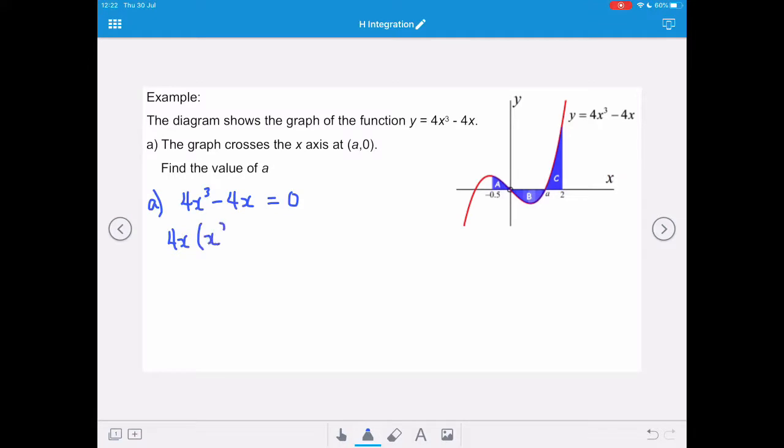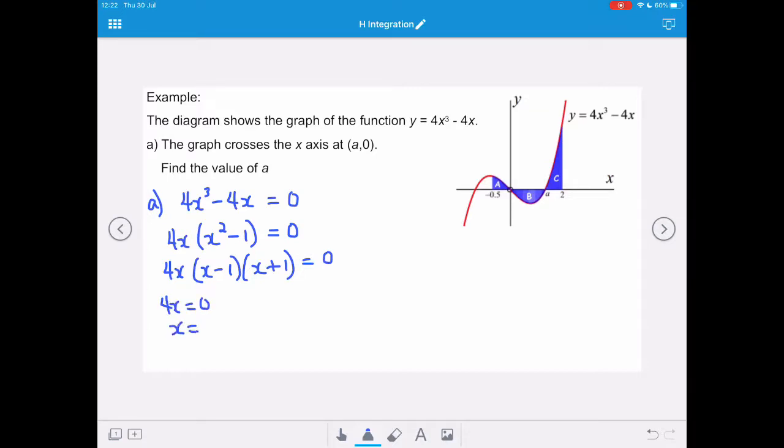So we're going to take out a common factor of 4x, giving 4x(x squared minus 1) equals 0, which we'll recognise as the difference of two squares. So we'll have 4x(x minus 1)(x plus 1), and that all equals 0. Now we can see from the diagram that there are 3 roots.